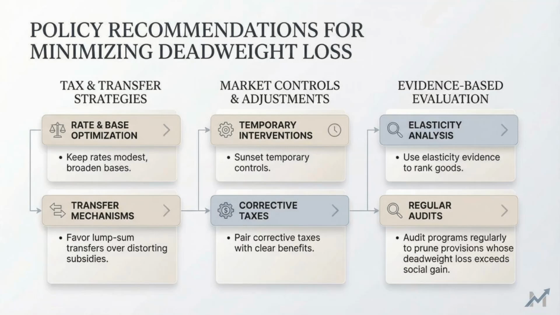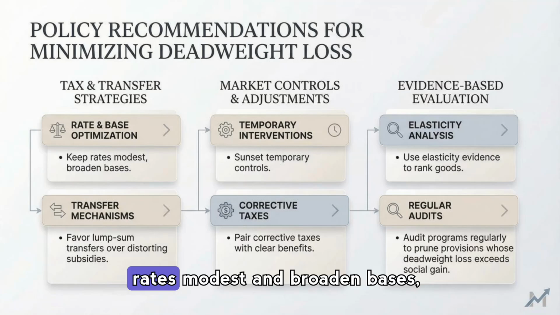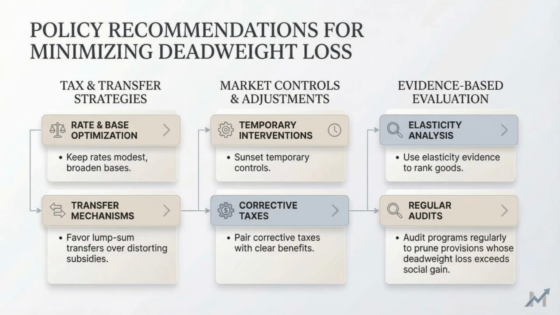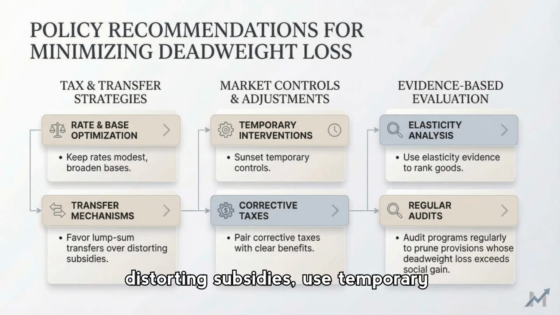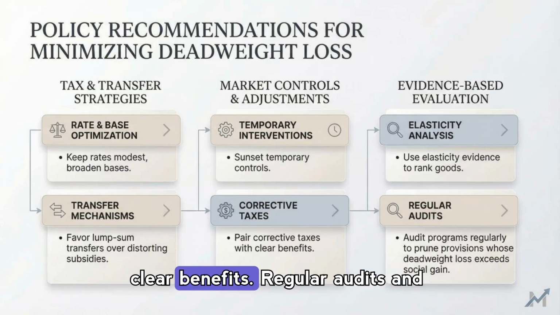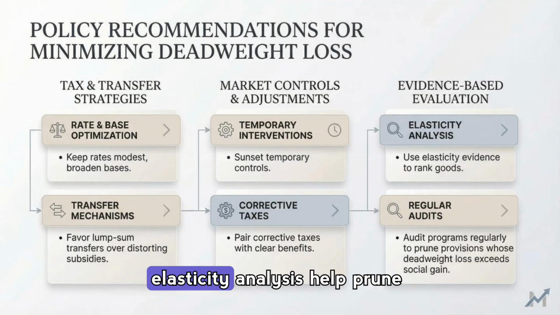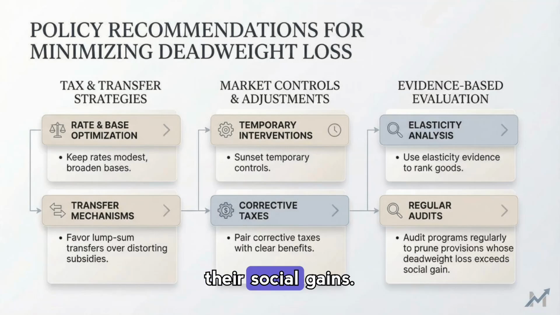Putting the evidence together suggests practical choices for minimizing deadweight loss. Keep rates modest and broaden bases. Prefer lump sum transfers over distorting subsidies. Use temporary controls rather than permanent ones, and pair corrective taxes with clear benefits. Regular audits and elasticity analysis help prune measures whose deadweight exceeds their social gains.